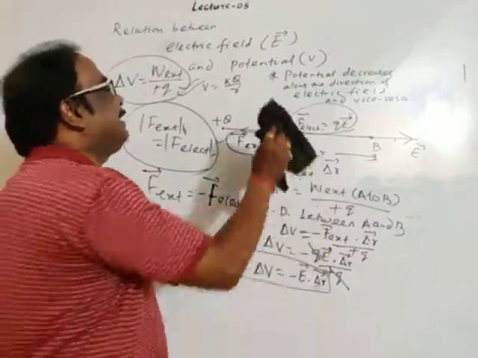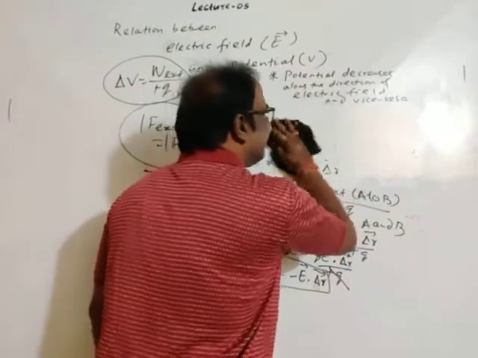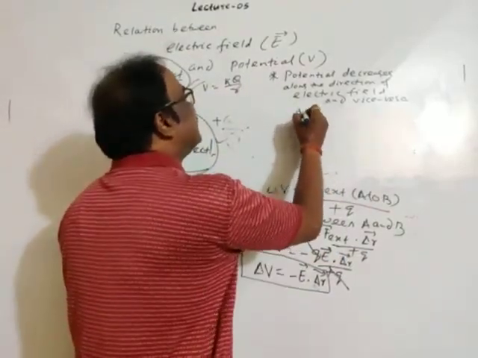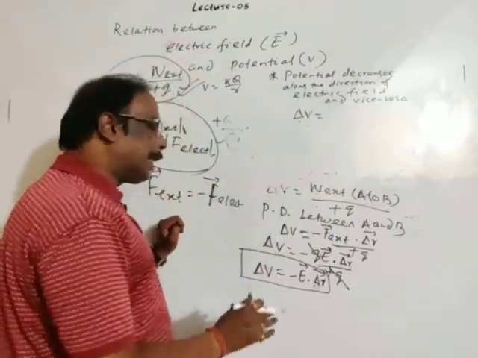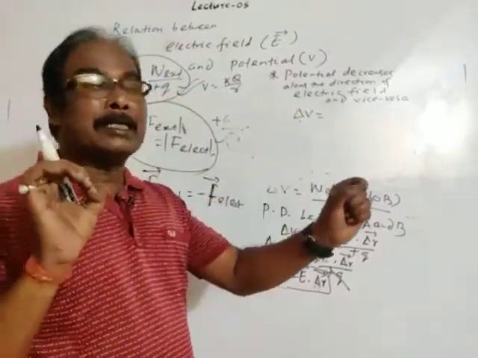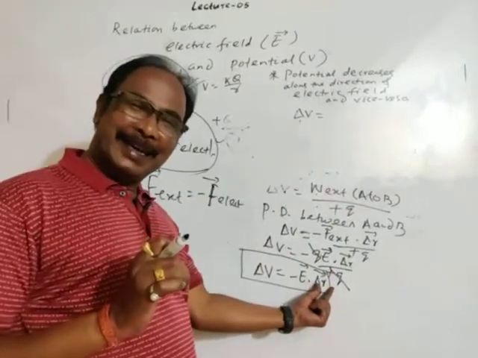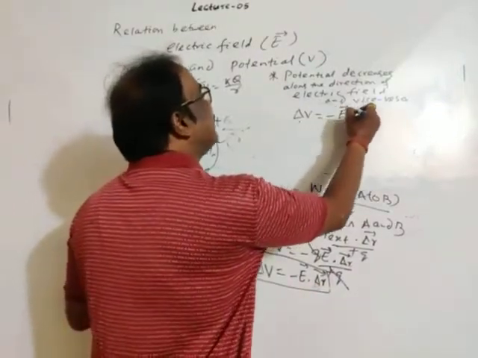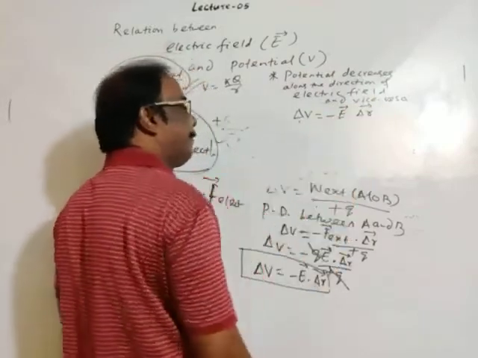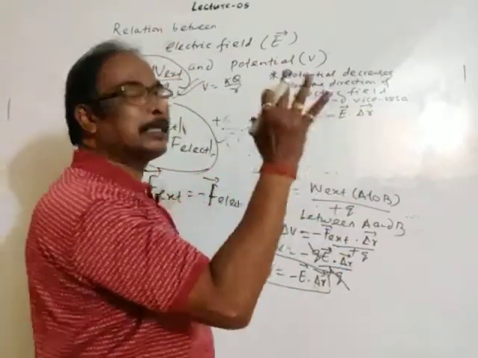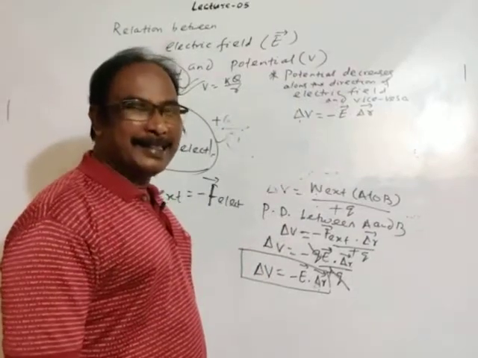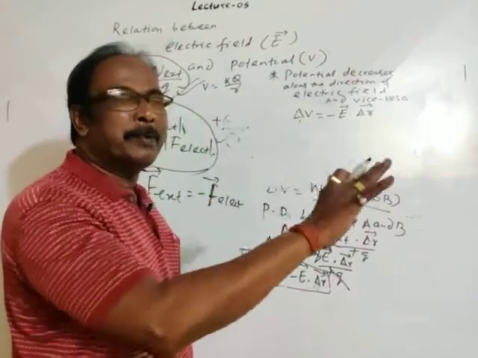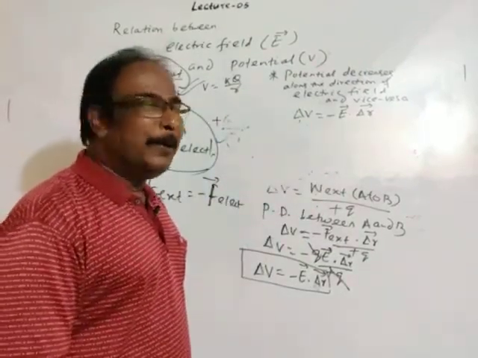I am writing here the formula for potential difference between any 2 points in an electric field. The 2 points are separated by a distance delta r. Then delta V is equal to minus E dot delta r. Why minus? Because the external force is opposite to the direction of the force experienced by the charge due to the electric field.